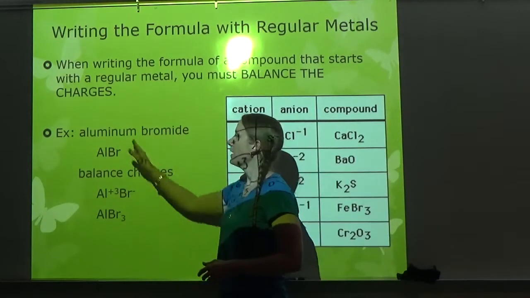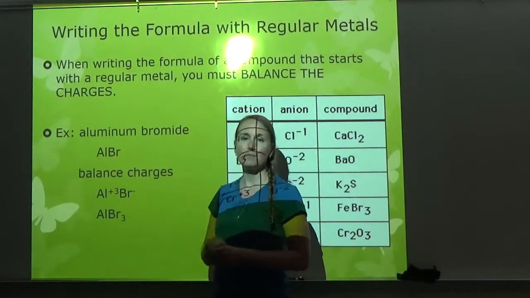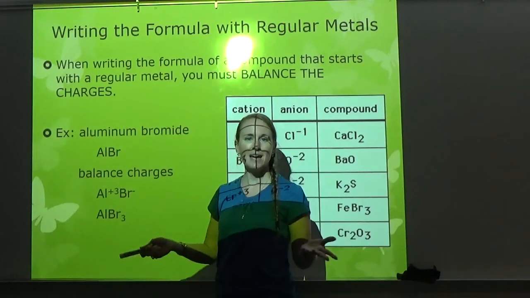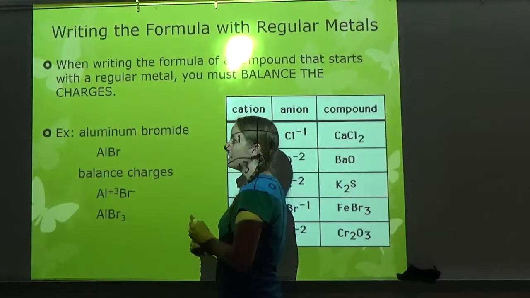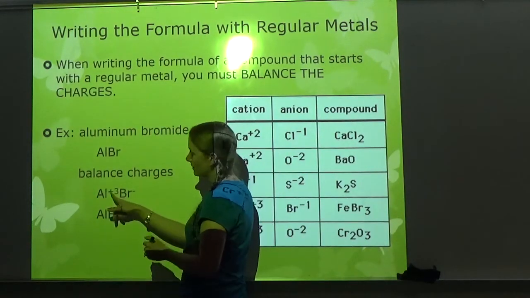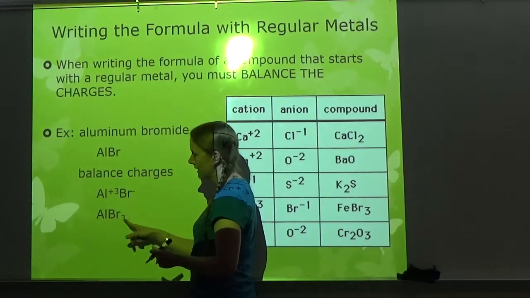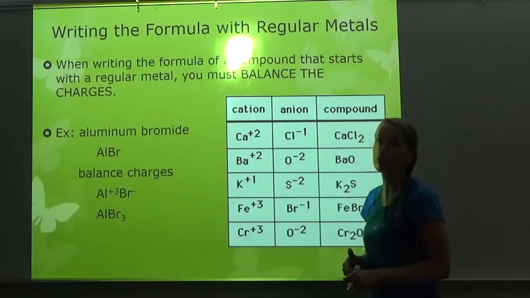So on the test, if I put aluminum bromide, a lot of people give me AlBr because they think, oh, well, I wrote aluminum and I wrote bromide, that must be the right answer. But you have to take into account your charges. So aluminum has a +3 charge, bromine has a -1, so I cross my 3 down. So you should end up with AlBr3.